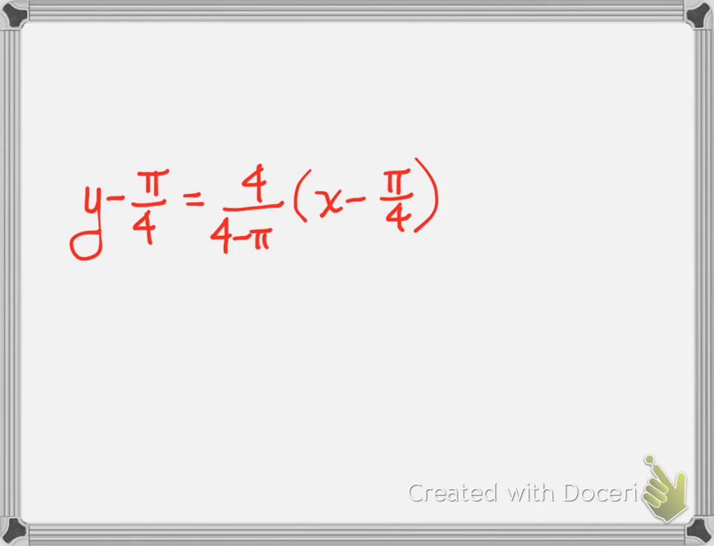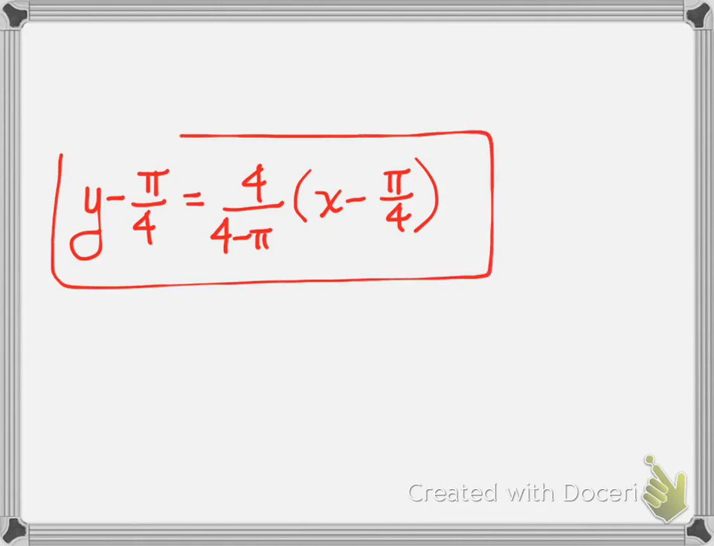This is our point slope form. And that's good enough for me. You can leave your equation like this. You could also put it in y equals mx plus b form, but I'm unconcerned with how exactly you write your equation for your line.